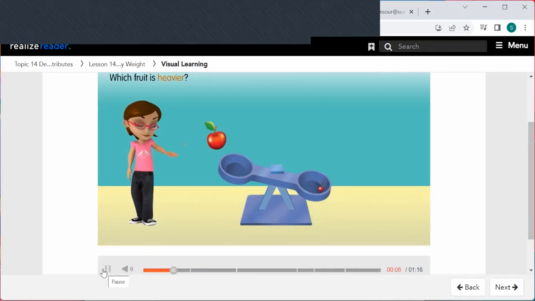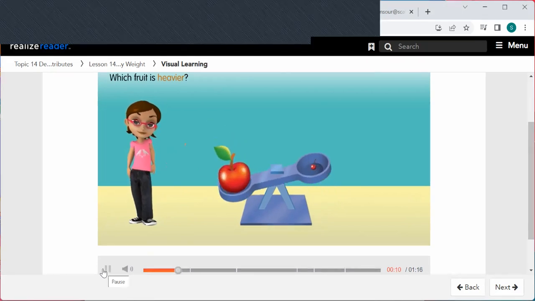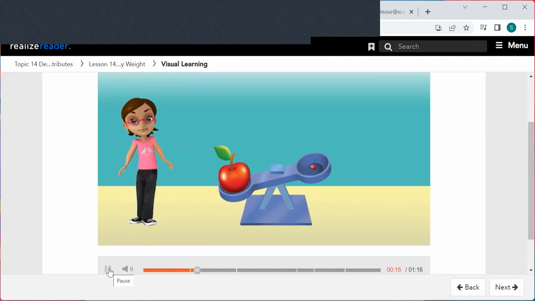Look at the scale. An apple is on one side and a cherry is on the other. Which fruit is heavier? Okay, do you see how the apple is pushing that balance scale down? So that means that it is heavier, the apple. The apple is heavier. How do you know the apple is heavier than the cherry? The side with the apple is lower.